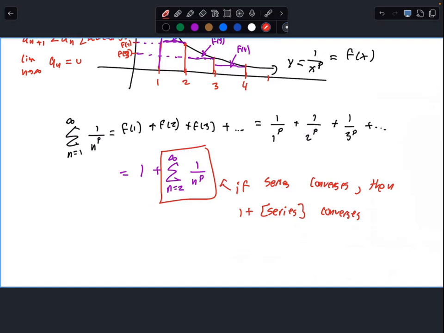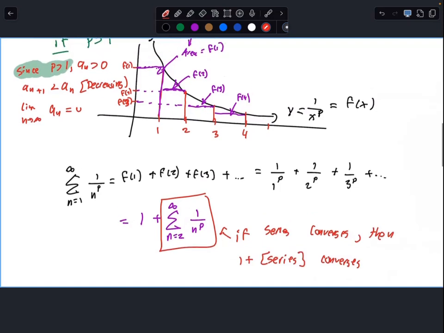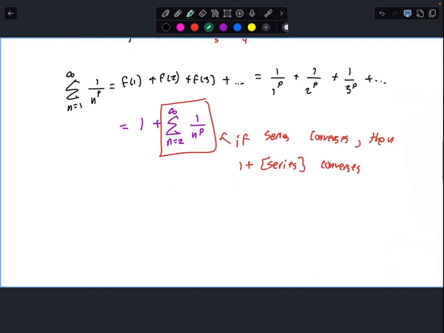If we look at this visual here, we can think about this right in here. What is this green part that I have just highlighted? The integral, also known as an improper integral.